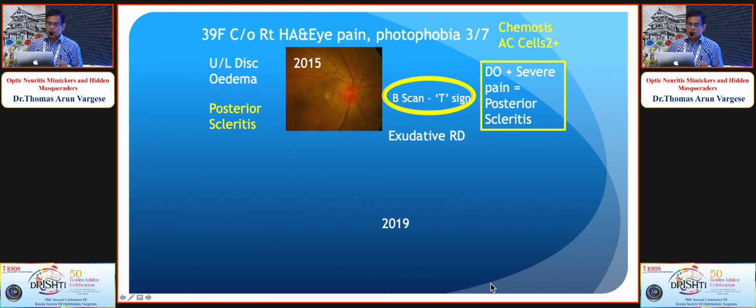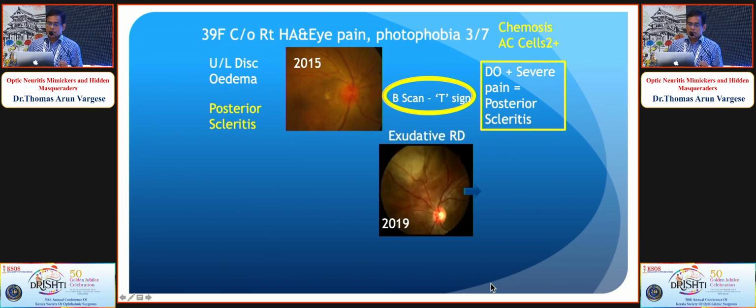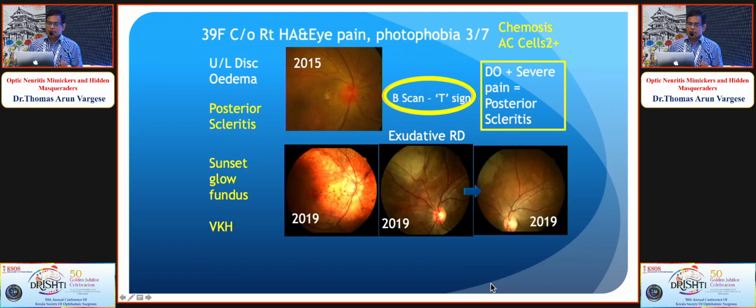She came in 2019 with some complaint in the left eye, and you can see an exudative retinal detachment. Again, we gave her systemic steroids, and that settled down. And at that point, examination of the right eye showed a sunset fundus. So this was actually a VKH presenting with posterior scleritis, but presenting first as a disc edema. And 4 years down the line, we got the diagnosis of VKH. And again, the exudative retinal detachment settled very well with systemic steroids.